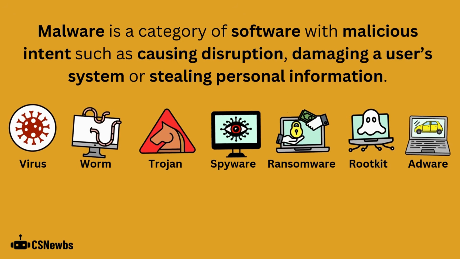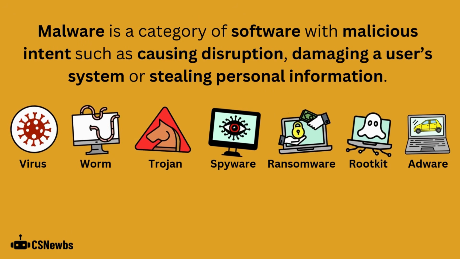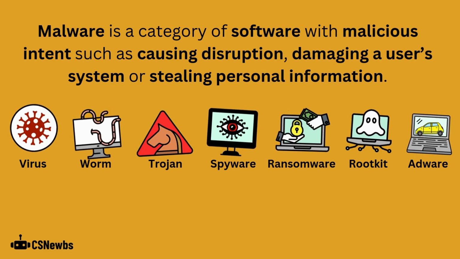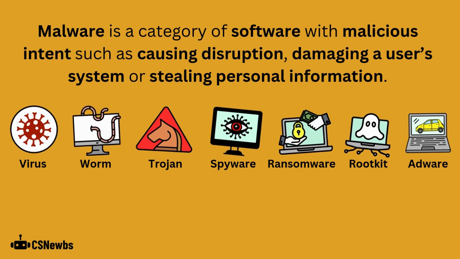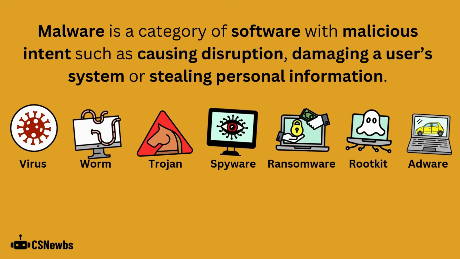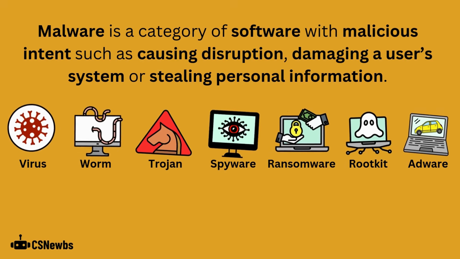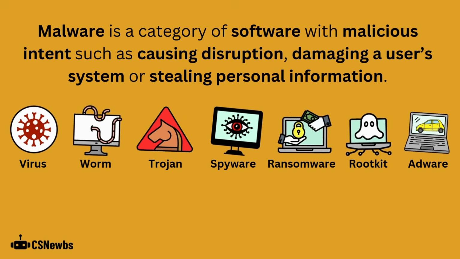Malware is a category of software with malicious intent, such as causing disruption, damaging a user's system, or stealing personal information. The J277 specification lists malware, but doesn't mention any specific types. The 7 in this video are the most common forms of malware, which are good to know for generally staying safe online.